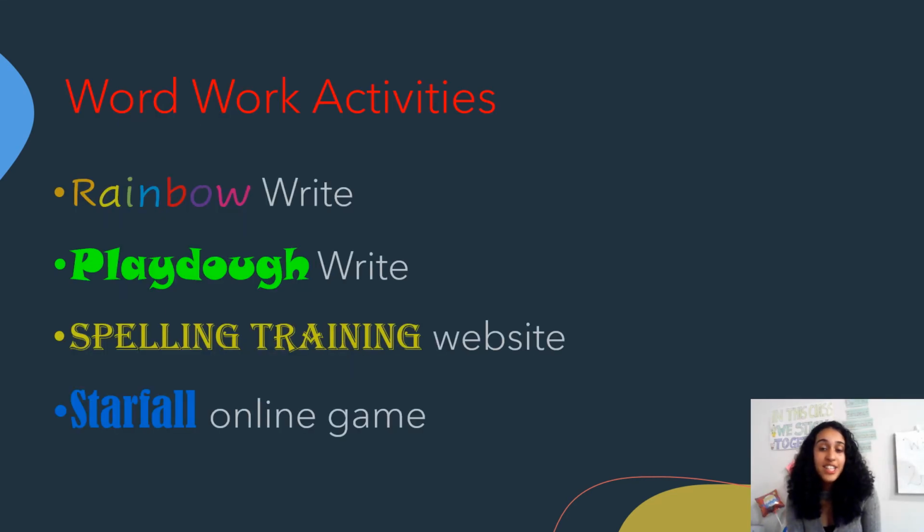After completing a chant with your teacher, you are then going to work on a word work activity. You may rainbow write, Play-Doh write, type your words on spelling training website, or play a sight word game on Starfall. Yesterday you were able to do maybe one activity, so today you have the option to do a different one. If you do choose to do the same one, that's okay. At least you are working hard to try to memorize your sight words.